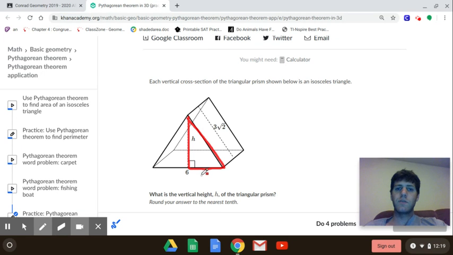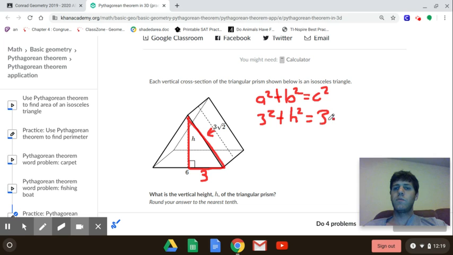The height's going to be h. Again, this is a perpendicular bisector, so we cut it in half. So this piece right here is 3. We know the hypotenuse is going to be 3 root 2, and then the other leg is h. So we're using the Pythagorean theorem, a squared plus b squared equals c squared. Your two legs are a and b, that's going to be h and 3. So we're going to have 3 squared plus h squared equals your hypotenuse squared, which is 3 root 2.